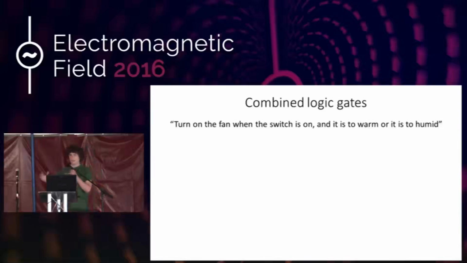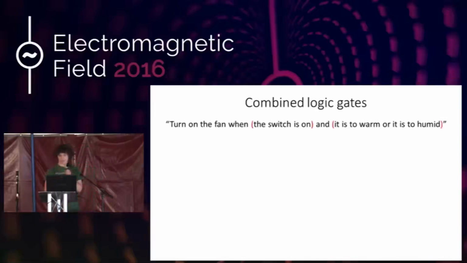So if we wanted to make a circuit that does this, the first thing that we have to do is remove ambiguity. Because this is English and it's always ambiguous. So what we do is we put in some parentheses and we say we turn on the fan when the switch is on and it is too warm or it is too humid. So when we want to construct this circuit, we start by constructing it from the inside out. So first we look inside of the parentheses and then outside of them. So what we see then is in the first parenthesis, it says the switch is on.